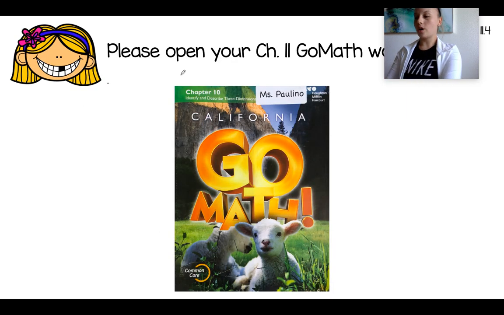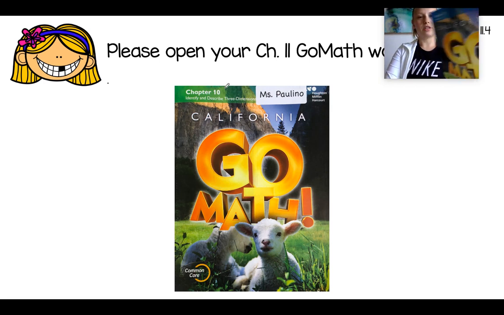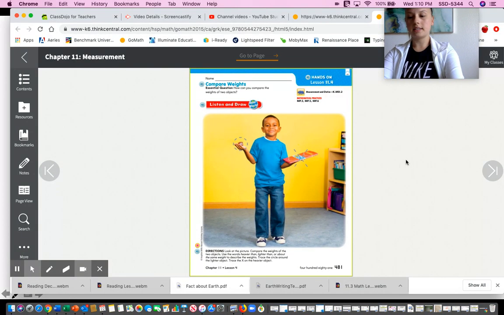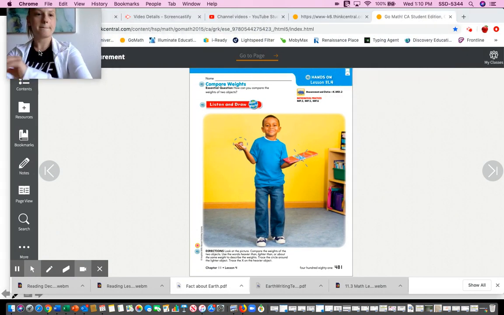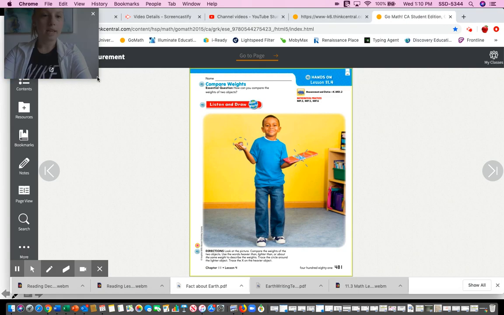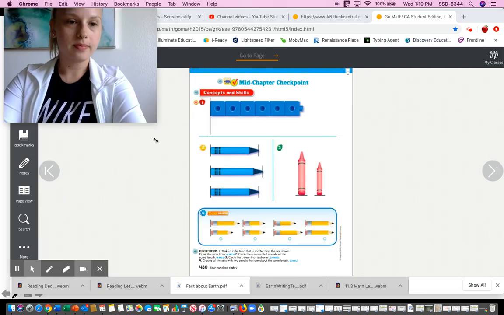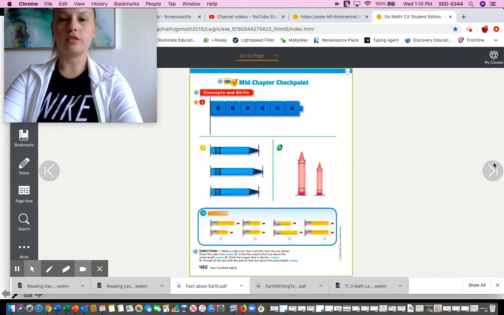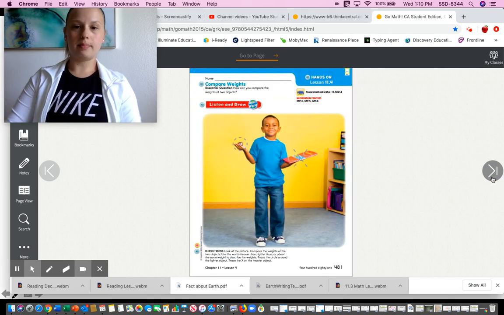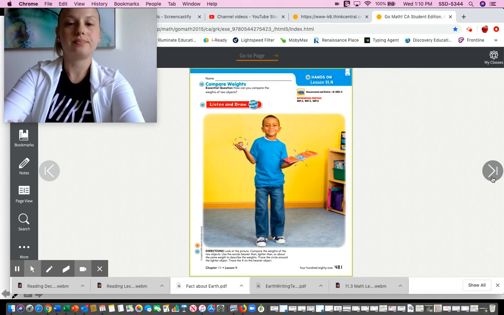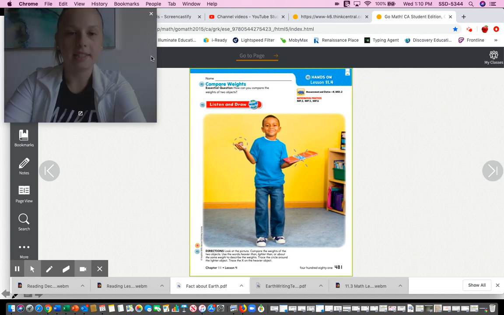Okay, let's go ahead and open up our Chapter 11 workbooks. I know it says Chapter 10 on there, but it should be Chapter 11. And you're going to open up to the page that looks like this. The last page I think you worked on was your mid-chapter checkpoint, so it should be a page over. And it has a boy and he's holding two objects. Good. Let's listen to our title.